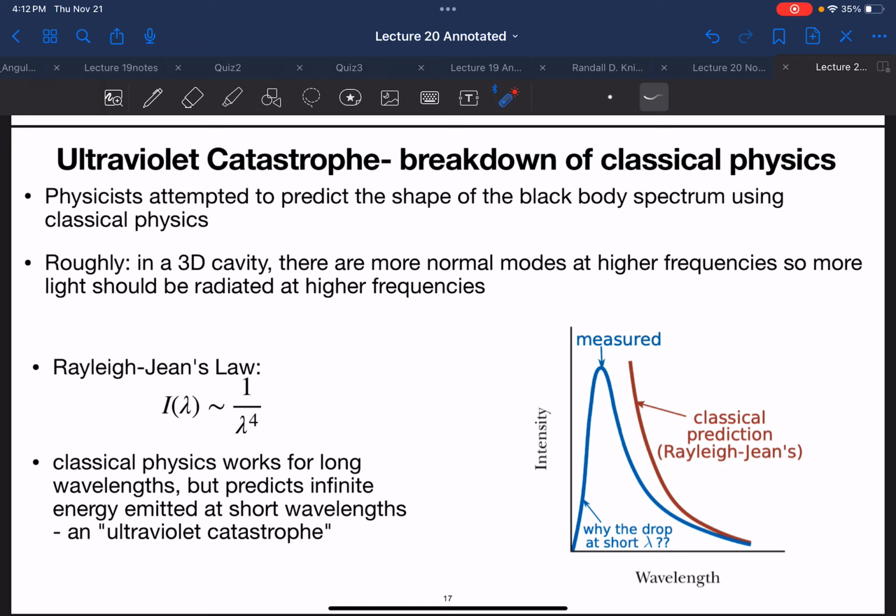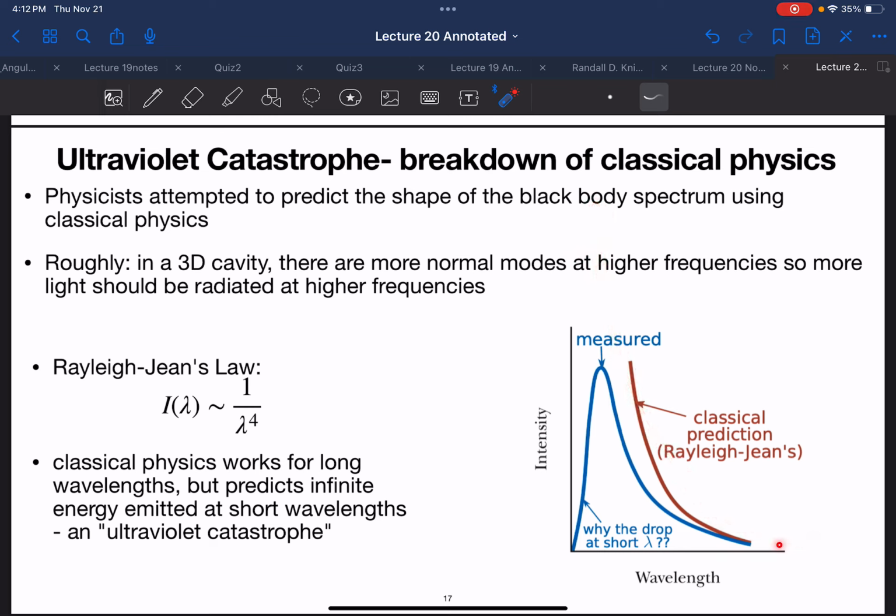So physicists attempted to predict the shape of the black body spectrum using classical physics, and this is what came out of that. Basically, we predicted that the intensity of the radiation should be proportional to 1 over lambda to the fourth, meaning the shorter the wavelength, the higher the intensity of radiation should get. This function corresponds to something that looks like this, which means that as you get to super short wavelengths, your intensity goes up to infinity. That actually isn't something that happens.